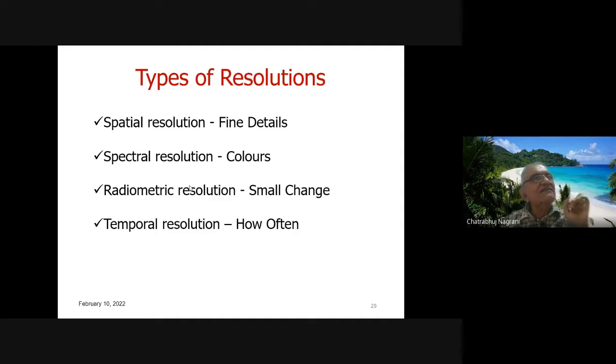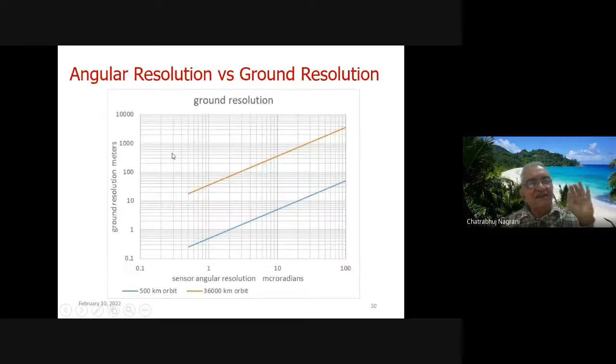Do you think I can see or not? That will depend on the noise of the signal, how much noise there is. So that is called radiometric resolution. And the last one is temporal resolution, which means how frequently I'll be able to come back. So these are the resolutions which you define for remote sensing satellites.